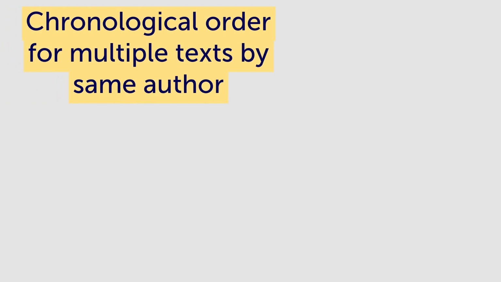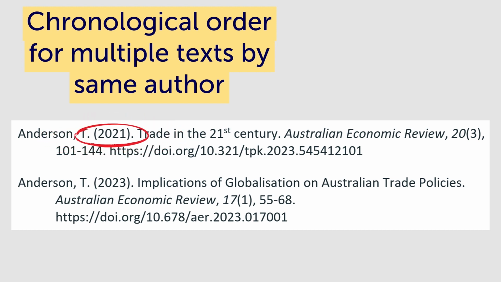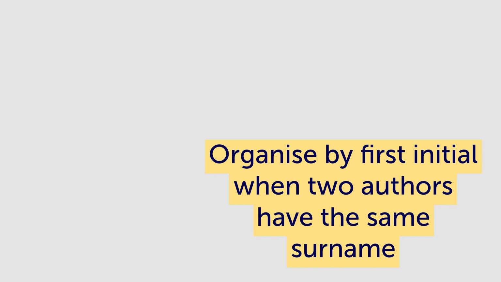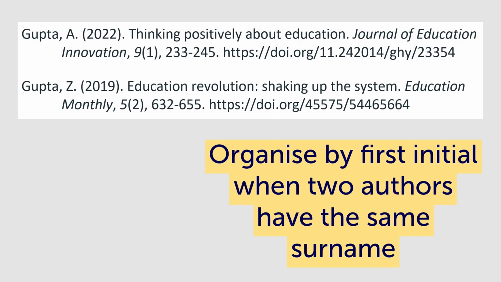If you have an author who has written two texts that you are referencing, then they should appear chronologically. In other words, if one was published in 2021 and the other in 2023, the text from 2021 would come first. What if there are two texts from authors that have the same surnames? Then you would need to take the author's first initial into account. For example, Gupta A would come before Gupta Z.